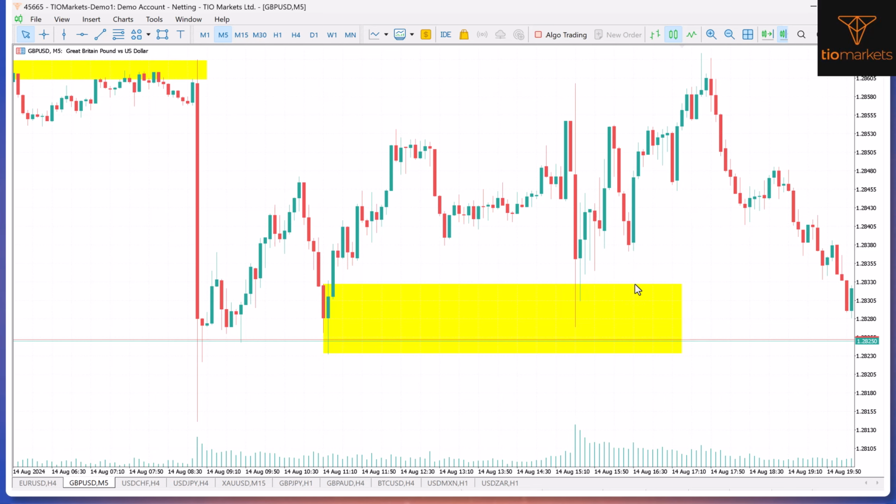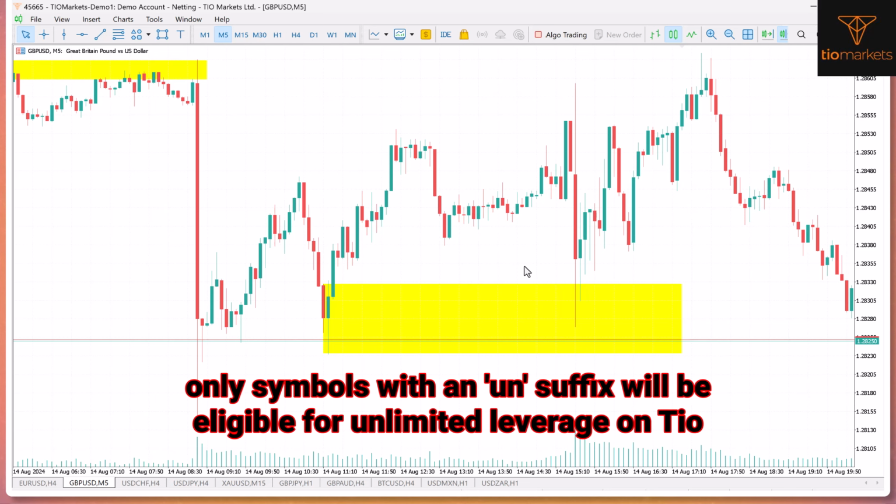To trade without margin, you have to find a broker that gives you trading with unlimited leverage, and we have such a broker, which is TIOmarkets. What you just have to do is open an account with TIOmarkets. After opening your account, you choose a standard account. After choosing the standard account, you can now fund it and start trading. But the instruments you are going to trade are those with the prefix UN on your MT5, and I'll show you all that.